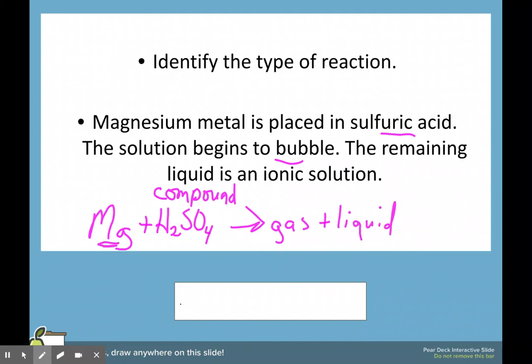So if I have a single element and a compound, that's going to tell me that I probably have either a single replacement or a synthesis. Now, how do I determine that? How do I determine which one? So because I have a gas and a liquid, it's not synthesis because synthesis is only going to make one product. So this has to be single replacement.